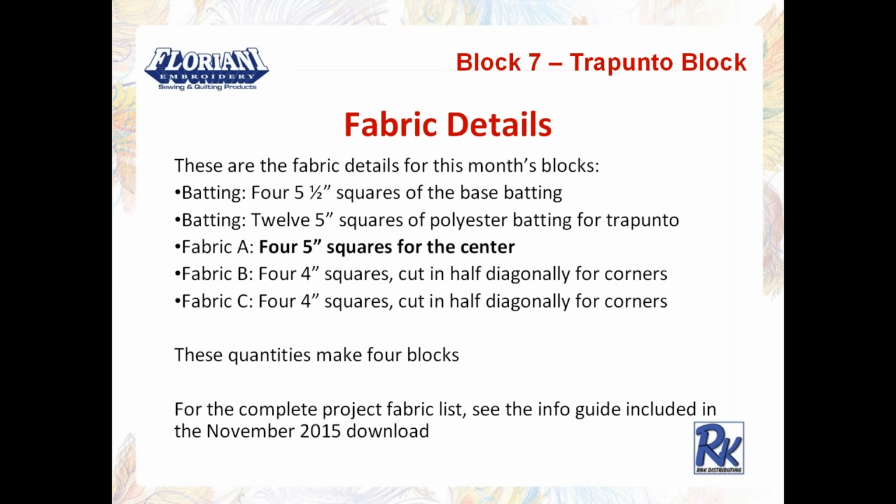For the fabric for this month's block, you're going to need some batting. We talked about that. You're going to need two types. For the base batting, you're going to need 4 5.5-inch squares. So that's going to be your embroidery batting or your cotton bamboo batting blend. For the Trapunto batting, again, you're going to need 12 5-inch squares of the polyester batting, and 12 seems like a lot, but it's going to give us a nice puffy Trapunto effect. For fabric A, that's going to be your fabric for the main diamond in the center. You're going to need 4 5-inch squares. And this is bolded here because it's a little bit different size than we've used before.